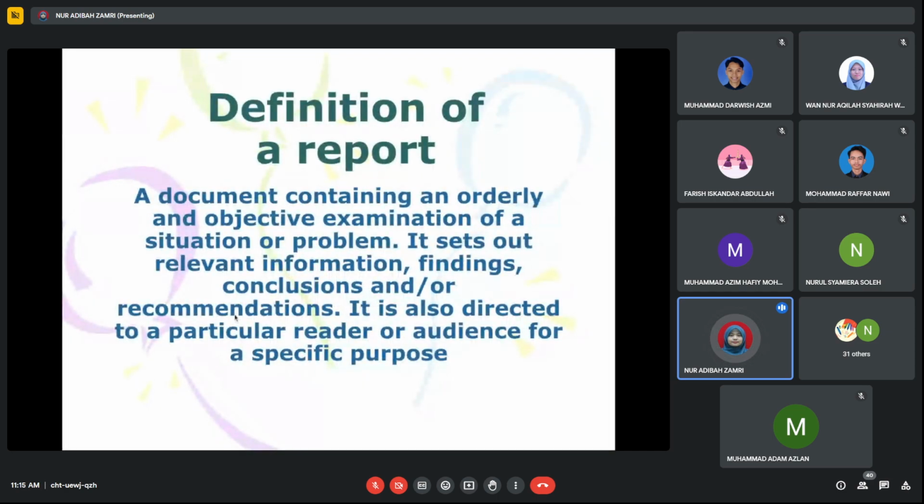Okay, so this is a definition of report. I really hope that you have gone through everything, my slides as well. Read everything before you come and join my class. A report is a document containing an orderly and objective examination of a situation or problem. It sets out relevant information, findings, conclusions, and or recommendations. It is also directed to a particular reader or audience for a specific purpose. So this is basically the definition of report.